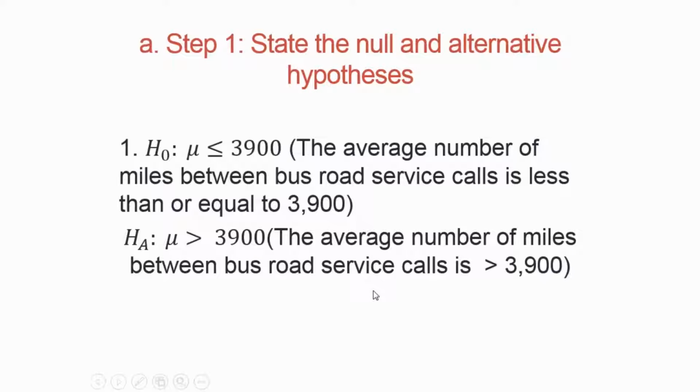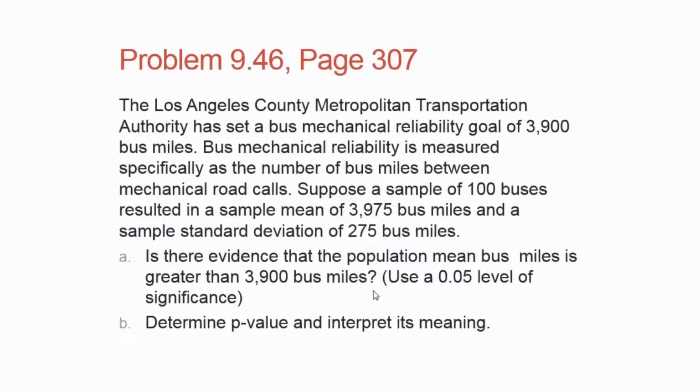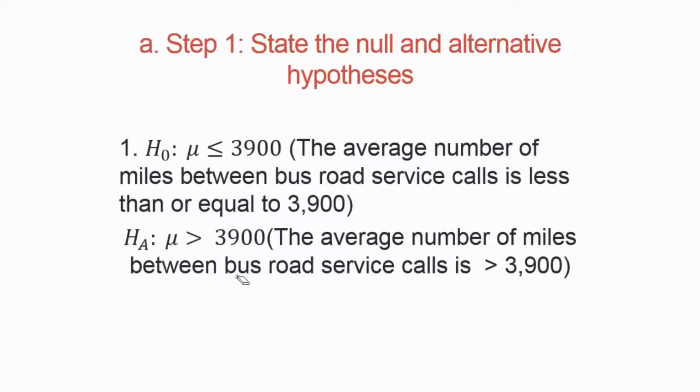State the null and alternative is our first step. Because it asked me whether there was evidence the mean bus miles is greater than 3,900, that means it's a greater than sign I want to use in the alternative. So that's what I'm doing here. Mu is greater than 3,900. The average number of miles between bus road service calls is greater than 3,900. The null says mu is less than or equal to 3,900. The average number of miles between bus road service calls is less than or equal to 3,900. Okay, one tail upper test again because that's what the question asked for. If it just said, is there a difference, is it different than 3,900, it would be a two-tail test.